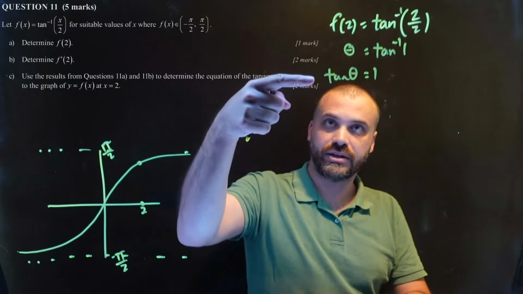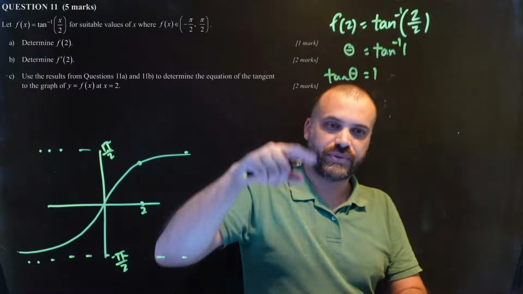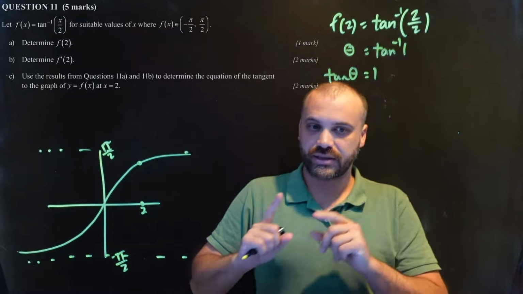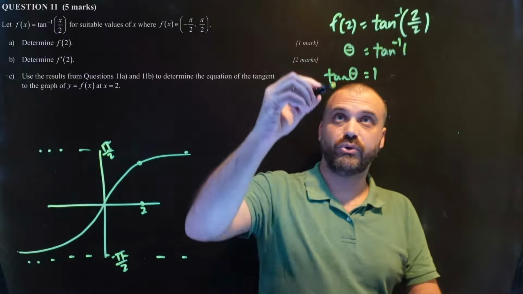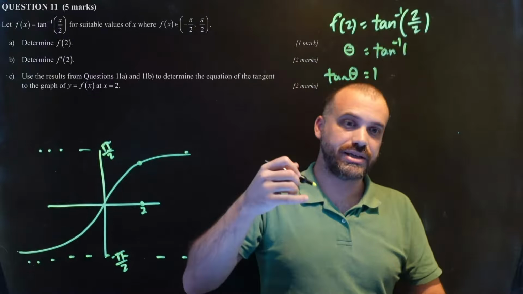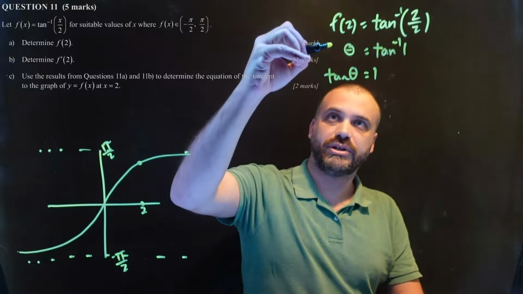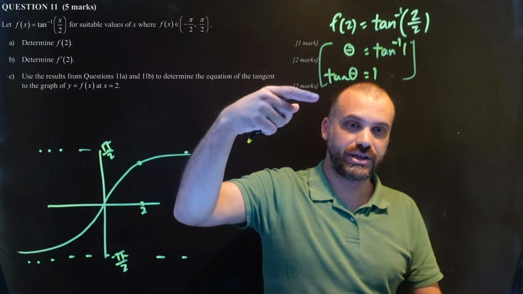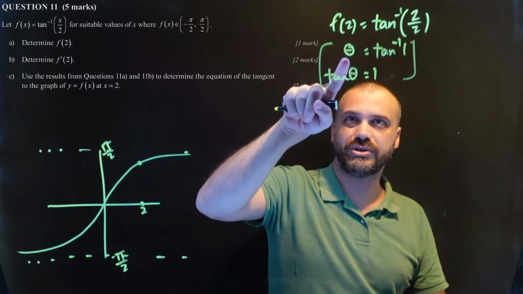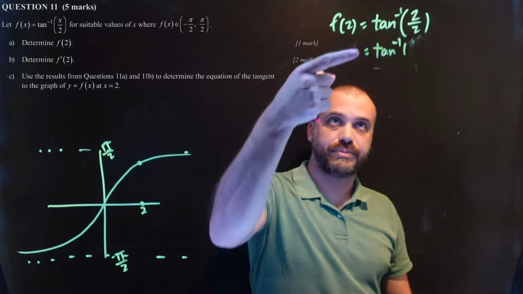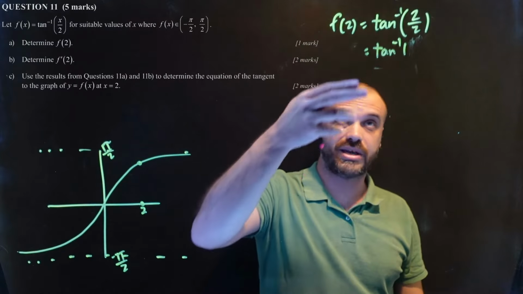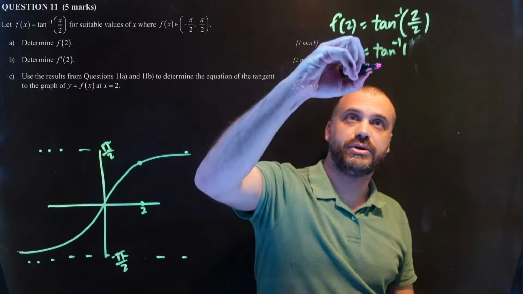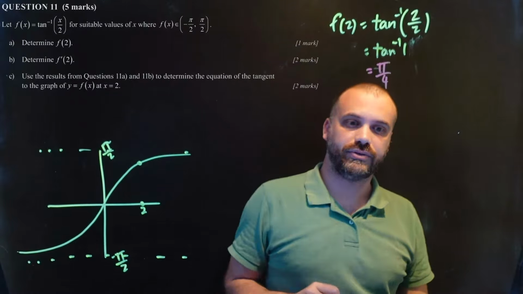When you solve that, you find the inverse of it, and you should know that if tan theta equals 1, then theta equals pi on 4. So our value here is pi on 4. Now, we really don't need all of this. You should be able to do all of that in your head. That's better. So inverse tan 2 on 2 is the same as inverse tan 1, and you should know that inverse tan 1 equals pi on 4.